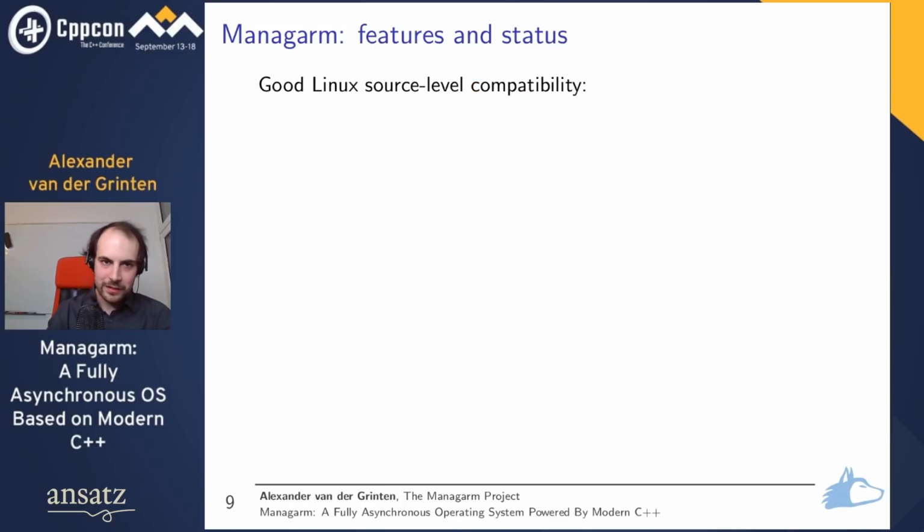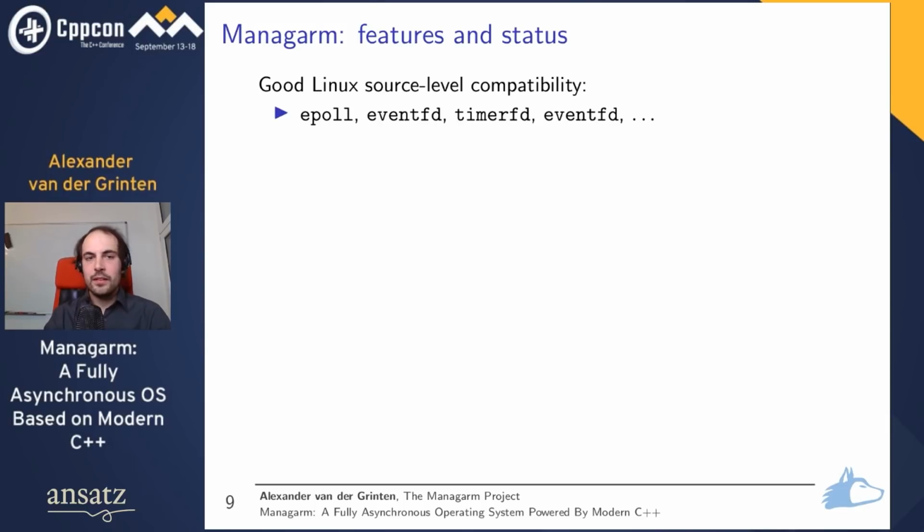What are the features of the OS? So we have some Linux source compatibility, which means we can recompile Linux programs to run on our OS. We cannot really provide ABI compatibility, and that's not a goal because it would just be a lot of work for little gain. So for example, we can also support epoll, we can support eventfd, timerfd, and signalfd.